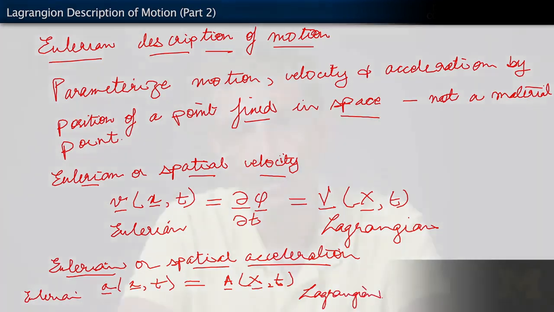Okay? We're going to break for this segment here, but when we come back, we are going to look at how we write out this Eulerian velocity and acceleration explicitly for the example of rigid motion.